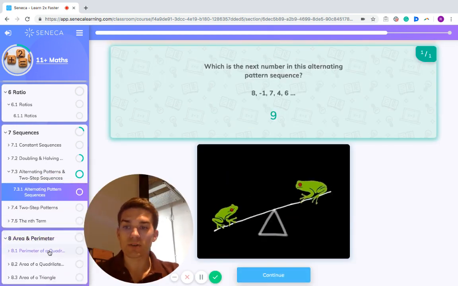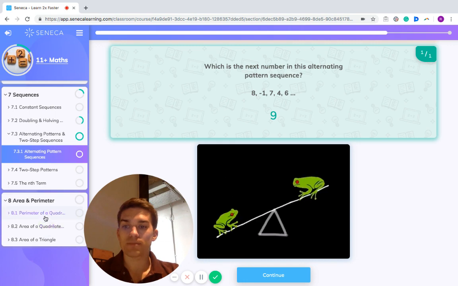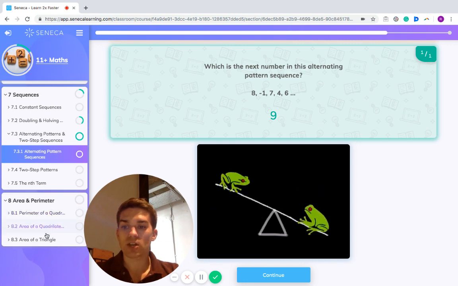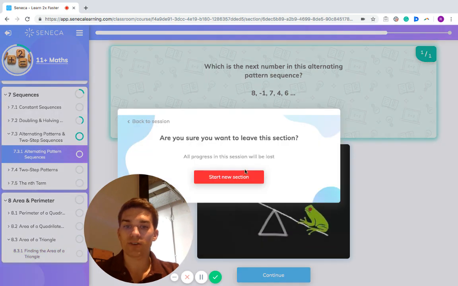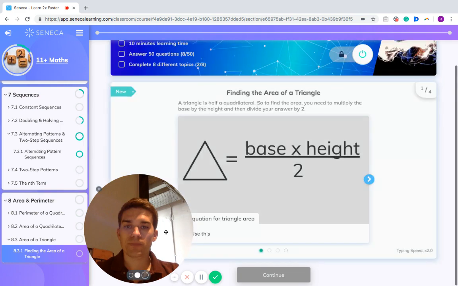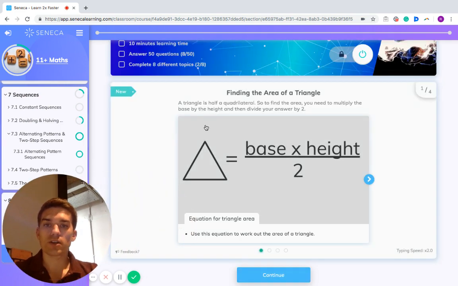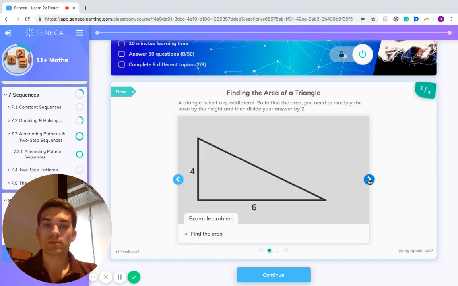The very last thing we're going to look at is perimeter and area. So let's look specifically at the area of a triangle and how to find that. The triangle is half a quadrilateral. So to find the area, you need to multiply the base and the height, and then divide your answer by 2. So look at an example.